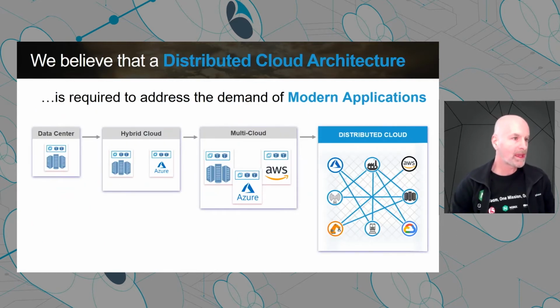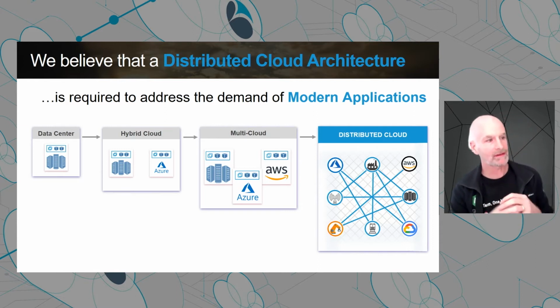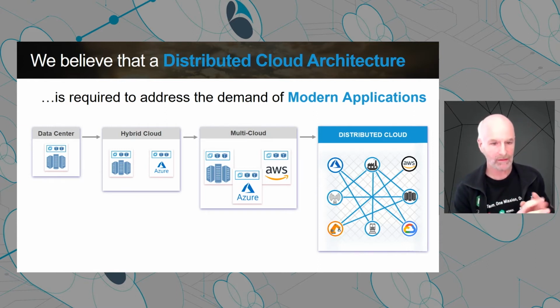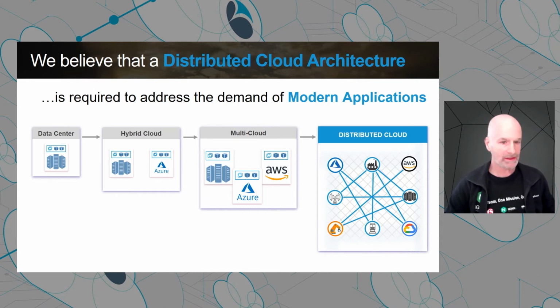So we believe that a distributed cloud architecture is the solution to all of these problems. If we look at the journey, you started out with a data center, and that journey then moved on to hybrid cloud, where we talk about lift and shift. Customers started trying to move a subset of applications to the hybrid cloud environment. We more often than not look at that as lift and fail, because for the customers doing that, it didn't necessarily go that well.